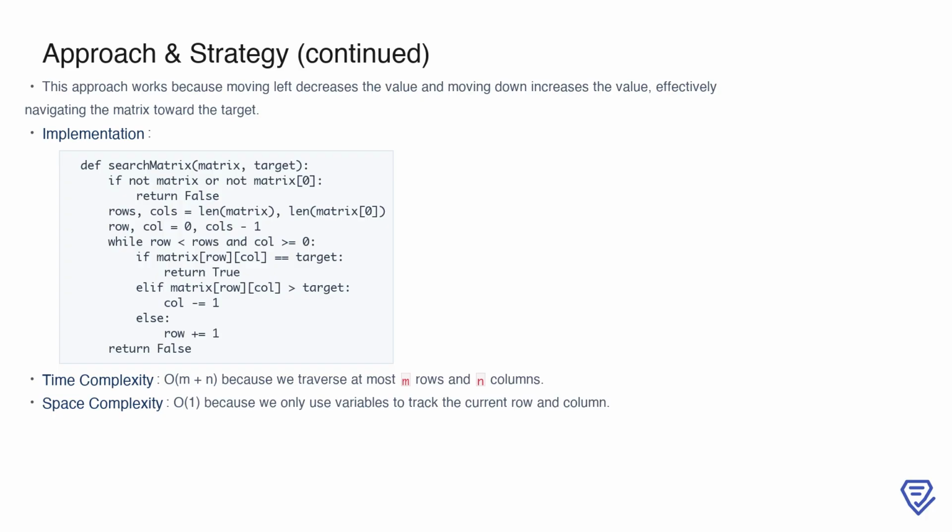If it's smaller, we increment the row index to move down. The process continues until we either find the target or exhaust the search space. This approach has a time complexity of O(m + n), as we traverse at most m rows and n columns. Additionally, its space complexity is O(1), because we only use a few variables to track the current position in the matrix. This combination of efficiency and simplicity makes it a highly effective solution.